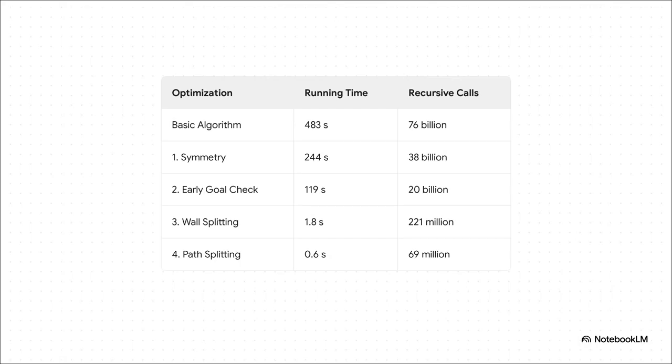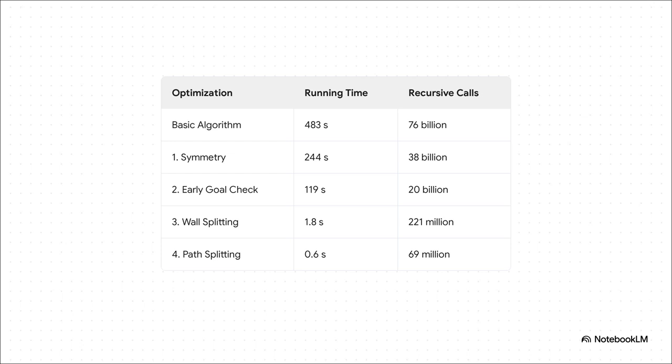Okay, get ready for this. Just look at the insane impact of a few simple, clever observations. The basic naive algorithm: 483 seconds, and it makes 76 billion recursive calls. That is just bonkers. Now look at step 3, wall splitting. The idea is simple. If our current path ever traps some unvisited squares behind a wall so they can't be reached, we know it's a dead end. That one check takes our runtime from over 100 seconds down to 1.8 seconds. Boom. A couple more tweaks and we're under a second.